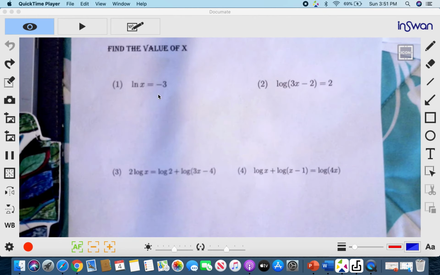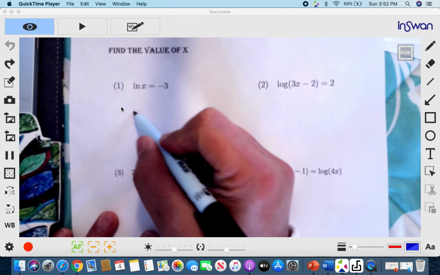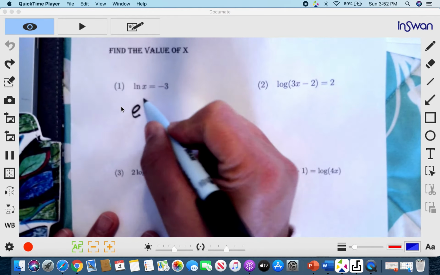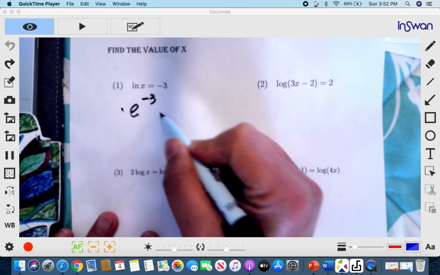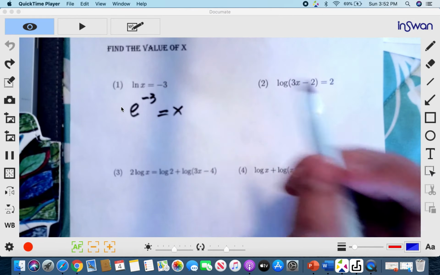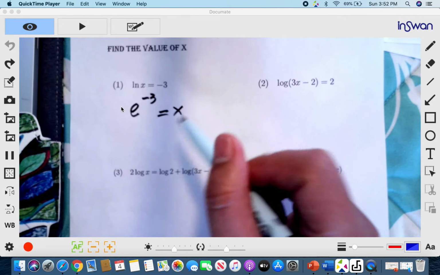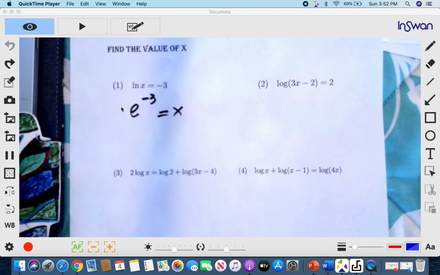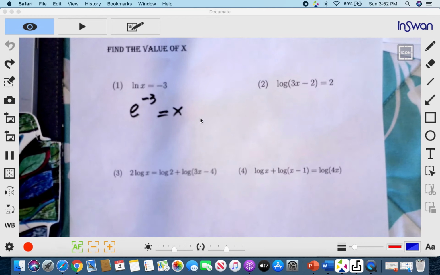We can easily change this into exponential form because you have an ln here. That's a natural logarithm. It means that our base is e. So therefore, e is raised to -3, which is equivalent to x. All right, and so therefore, you just have to find the value here, but in most cases, this would be enough. But if you are really curious, how much is that?